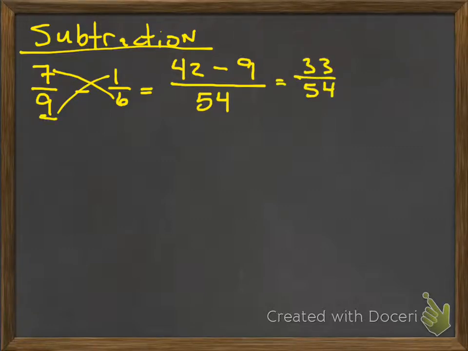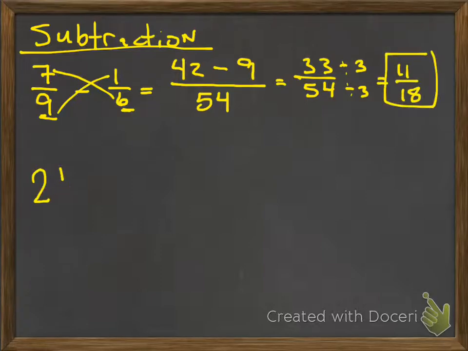Now, hopefully you would recognize that since both 9 and 6 are divisible by 3, then this fraction could be checked by being divided by 3, which it is, and I would get 11 over. Why did I put 18? I have no clue. Hold on a second there. I need to erase that. It was 27.